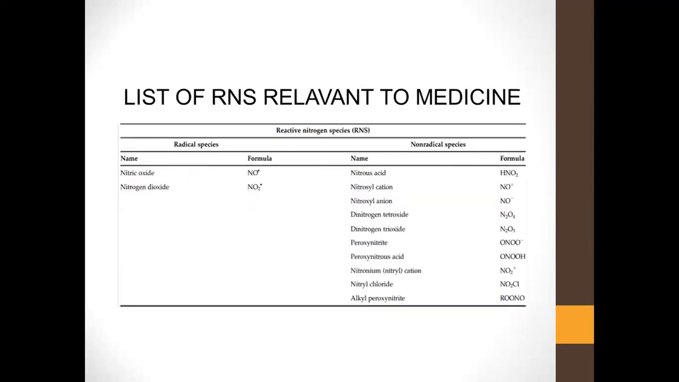Next, we have a list of reactive nitrogen species. These are further divided into radical species and non-radical species. The radical species include nitric oxide and nitrogen dioxide, and non-radical species include nitrous acid, nitrosyl cation, hydroxyl anion, dinitrogen tetroxide, dinitrogen trioxide, peroxynitrite, peroxynitrous acid, nitronium cation, nitryl chloride, and alkyl peroxynitrite.